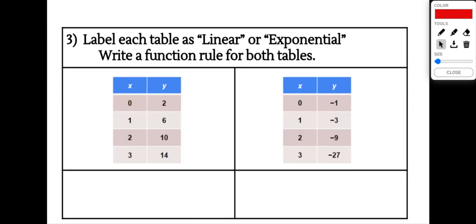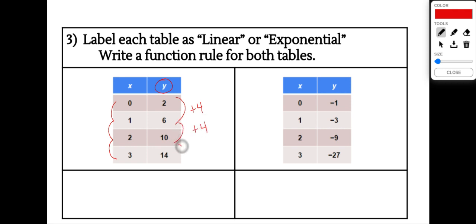Okay, example number 3. We're going to be labeling each table as either linear or exponential, and then we're going to write a function rule for both tables. So I'm going to kind of pull back the linear function rule from chapters 4 and 5 to what we're seeing now with exponential. So let's take a look at the pattern that we see in the dependent variable. So I'm focusing on y. I can see that x goes up by 1, right? Let's look at y. To get from 2 to 6, that's adding 4. To get from 6 to 10, that's adding 4.